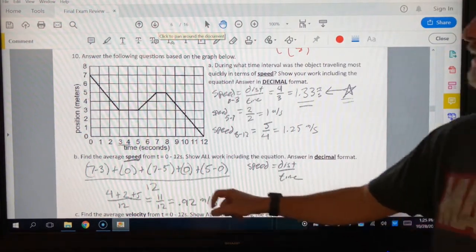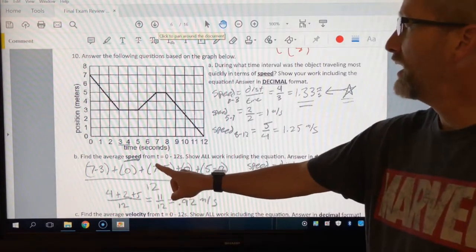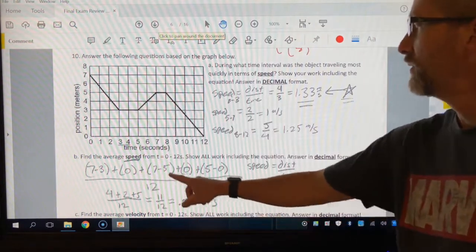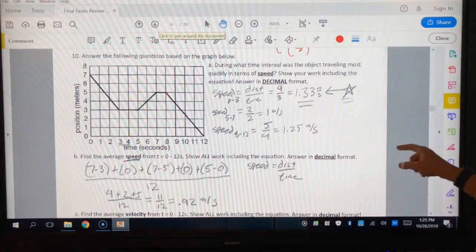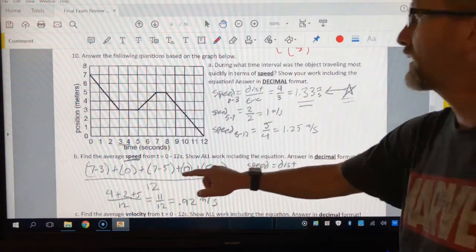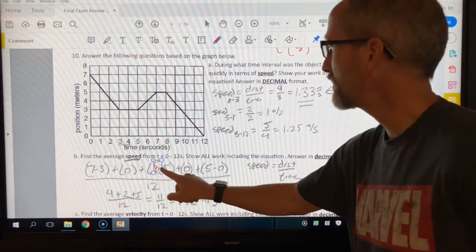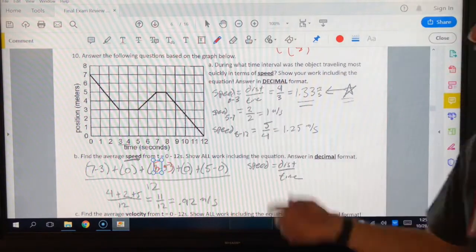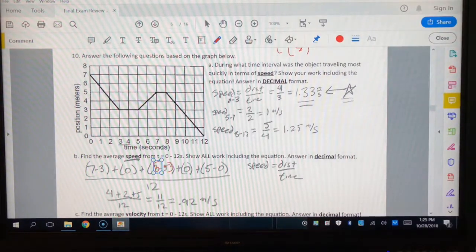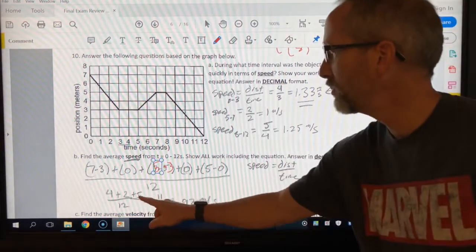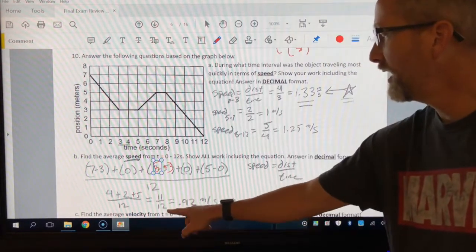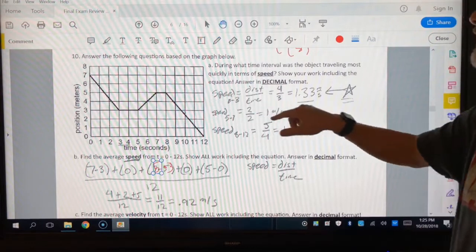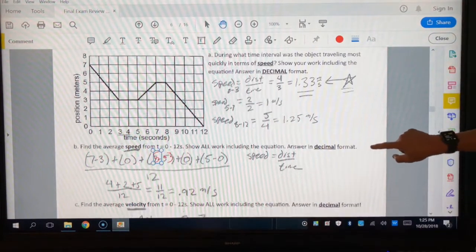So actually, this is not 7 minus 5. This one should be 5 minus 3. So this one is actually 5 minus 3 now that I take a look at it. So that's 2. Either way, it's 2. We're going to take 4 plus 2 plus 5 divided by 12. 11 over 12 is 0.92 meters per second. So we're set with that one.